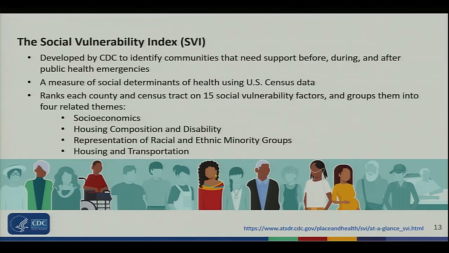The Social Vulnerability Index, or SVI, was developed by the CDC to identify communities that are at highest risk and may need the most support before, during, and after public health emergencies, such as a pandemic. It is a measure of social determinants of health using U.S. Census data and ranks each county and census tract on 15 social vulnerability factors and groups them into 4 related themes: socioeconomics, housing composition and disability, representation of racial and ethnic minority groups, and housing and transportation.